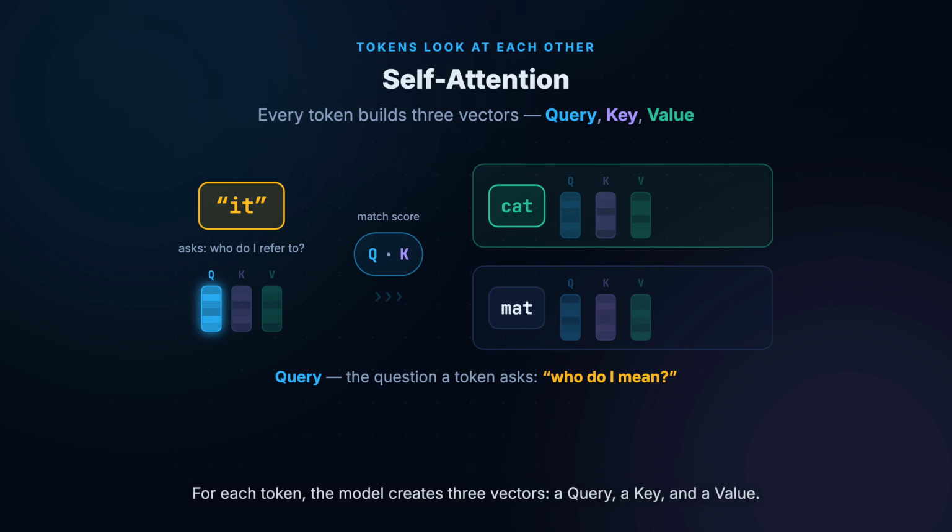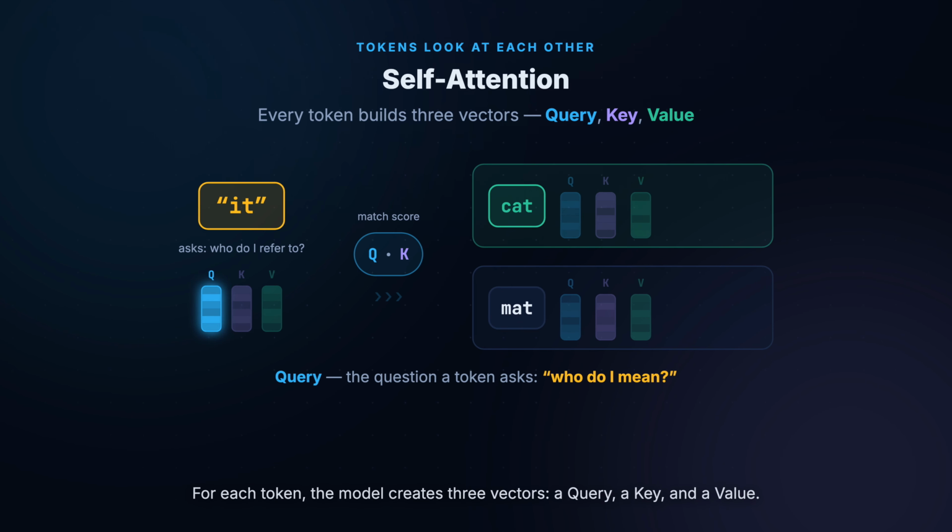The key is a label each token carries, describing what it can offer. For example, cat carries a key that signals, I'm an animal, I'm the subject of this sentence. The model compares the query of it against the key of every other token. The token whose key fits best gets the most attention. The value is what actually gets passed along. Once it locks onto cat, the meaning of cat flows into it. So the query asks, the key answers, and the value is what gets shared.